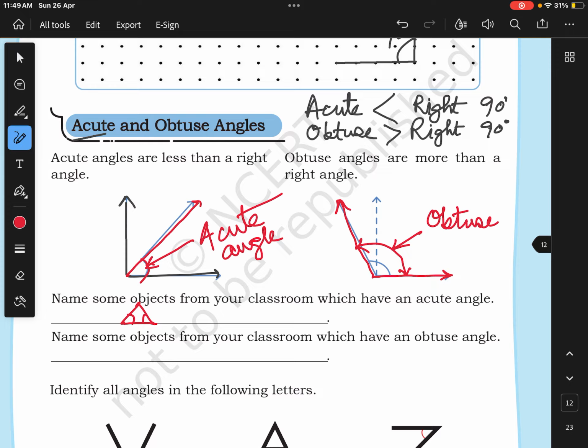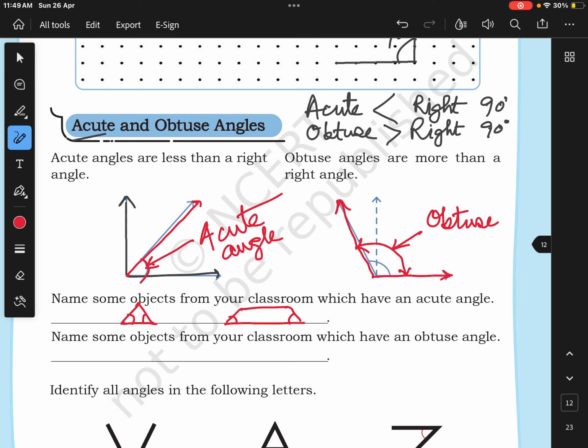So there you can see. Apart from that, what else can you have in your classroom where you can have an acute angle? If your duster, many times you will see it shaped like this. If the duster is shaped like this, this angle of the duster and this angle of the duster are acute angles because they are less than 90 degrees.